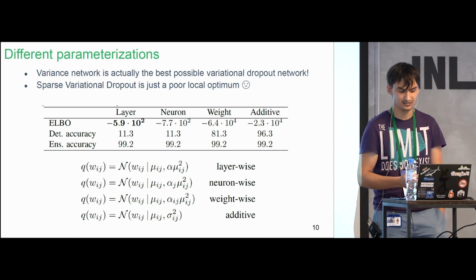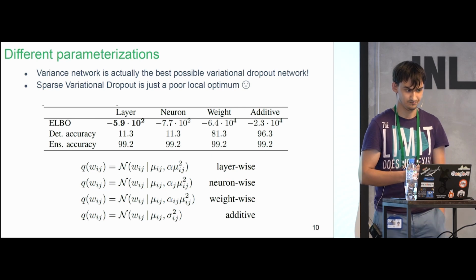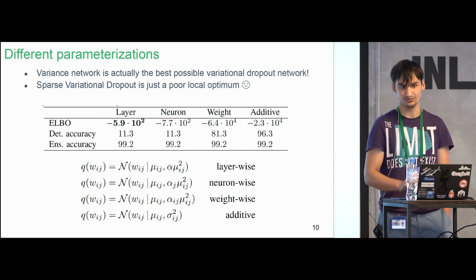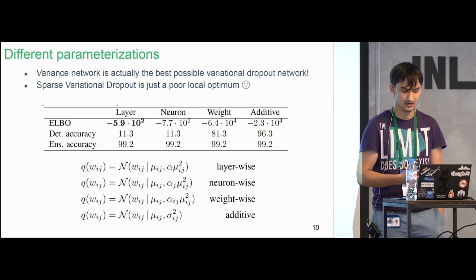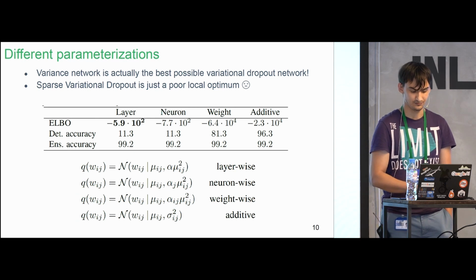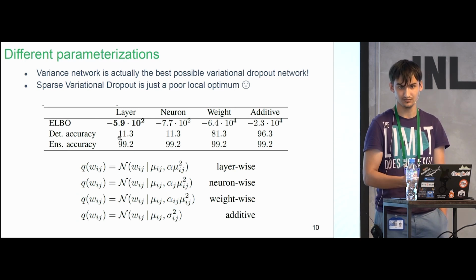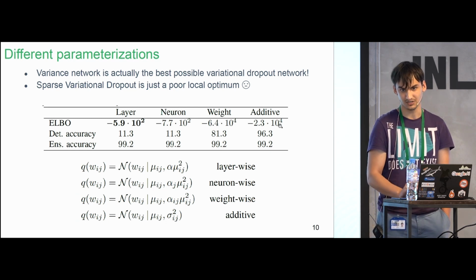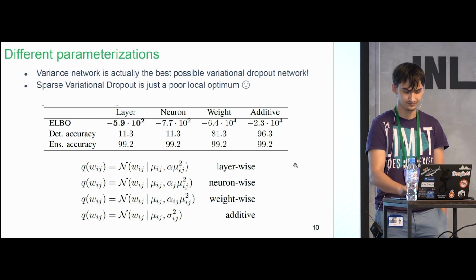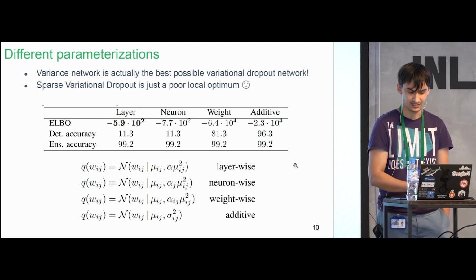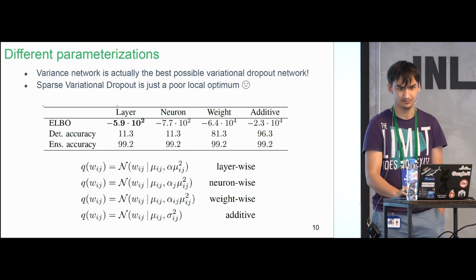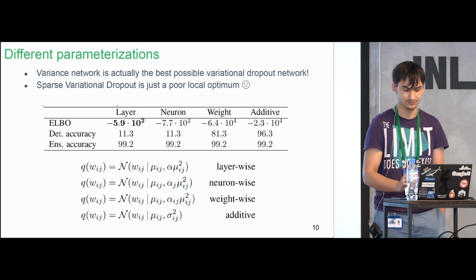What actually happens here is that the data term remains the same across all different parameterizations, so the network is still able to learn very well. But the KL term for the layer-wise parameterization goes to 0, essentially, and the same for the neuron-wise parameterization. But for the weight-wise and additive parameterizations, it gets stuck at some pretty high value. So it turns out that you can take a less flexible posterior approximation and obtain a better approximation to the posterior distribution, which is quite surprising.